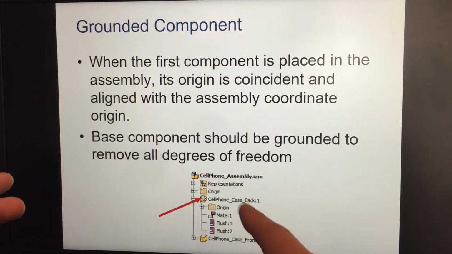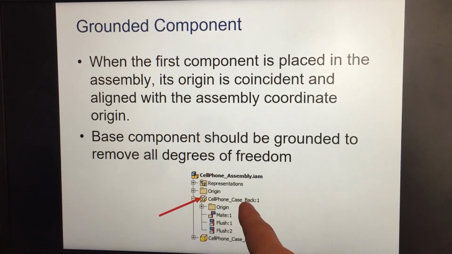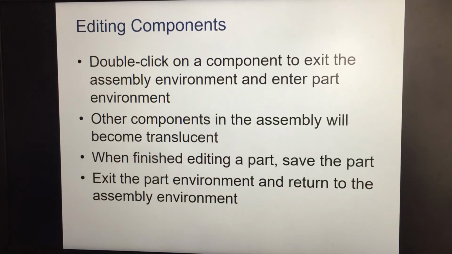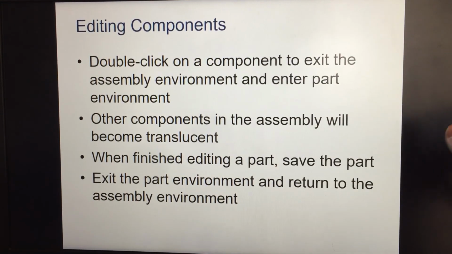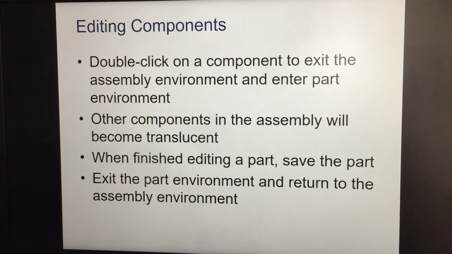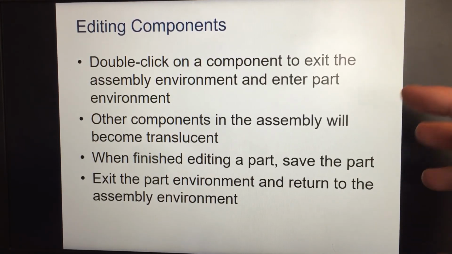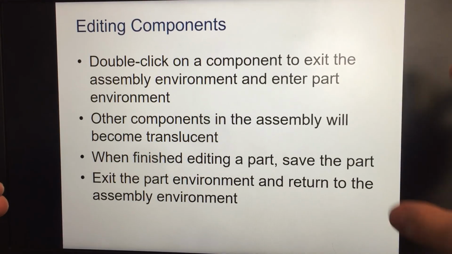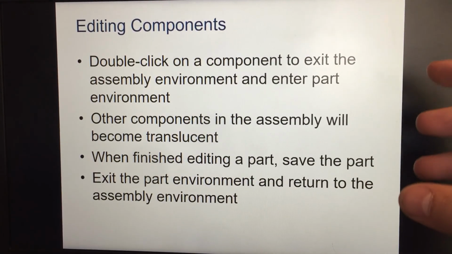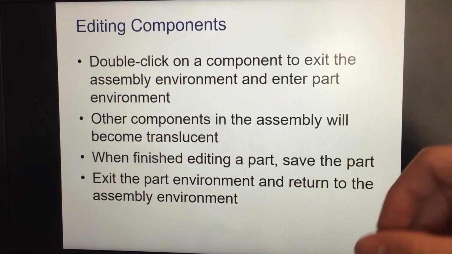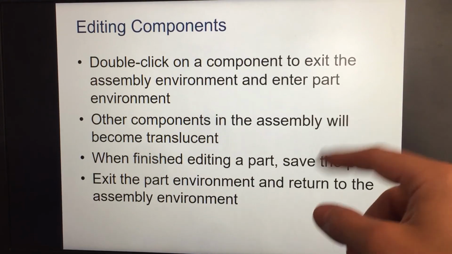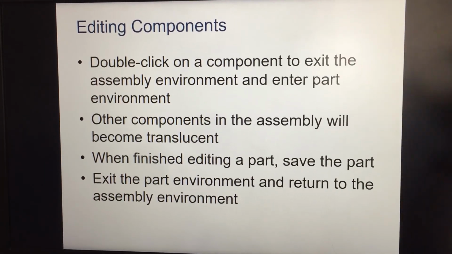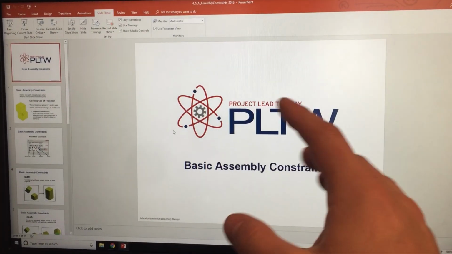And we're going to go over that. But, for example, we have a cell phone case back. You can double click on a component to exit the assembly environment and enter the part environment. And we talked about that in our last videos when you guys were putting the planes of existence, like XY and ZY or YZ planes, on the hexagon cam part. It'll make everything else become translucent while we do that. And then when you're done, it'll bring the saved part into the assembly file. Okay, so that's a pretty quick version of this.